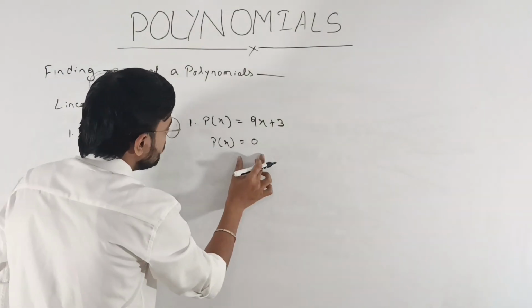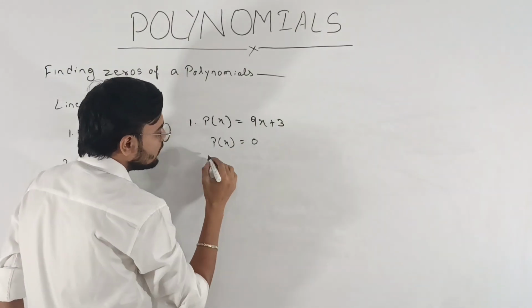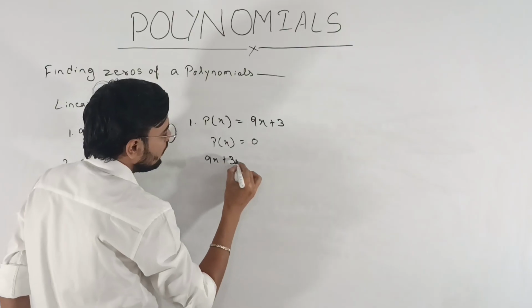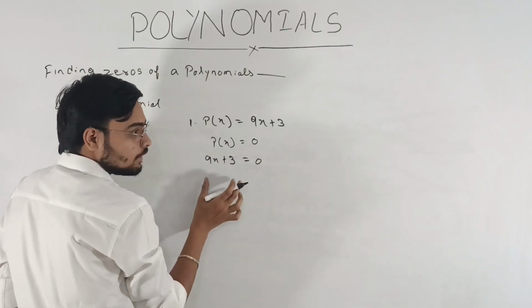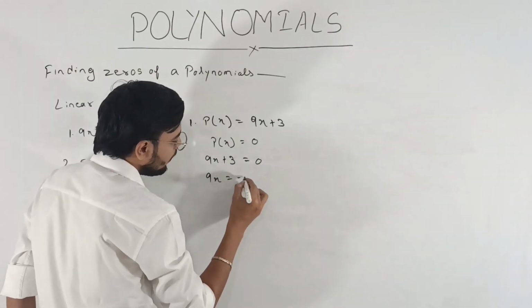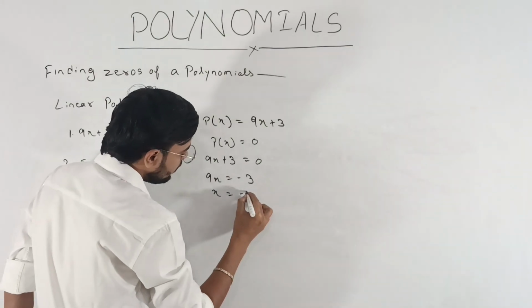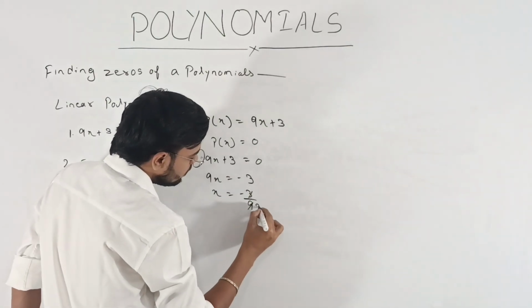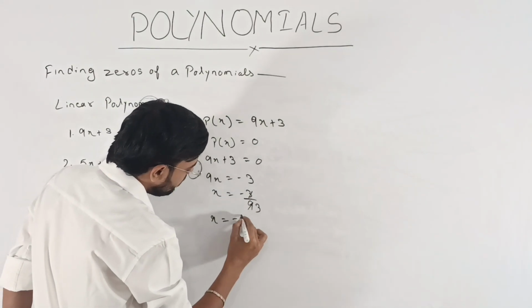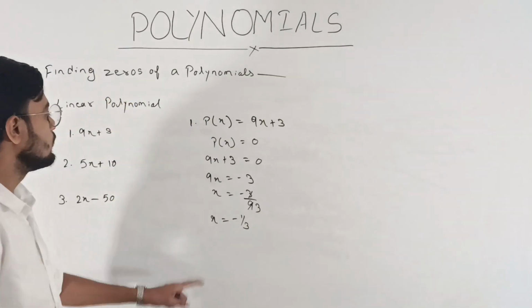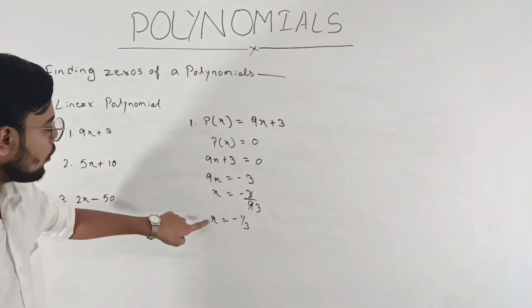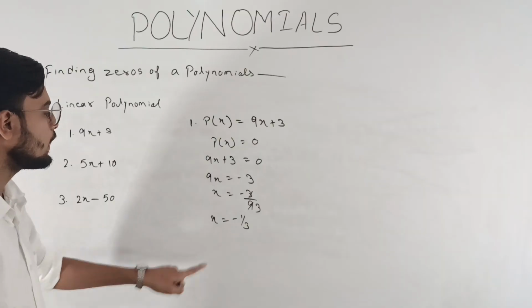We put polynomial p(x) is equal to 0. Then polynomial p(x) is 9x plus 3, so 9x plus 3 is equal to 0. Now this is a linear equation. From here 9x is equal to minus 3, then x is equal to minus 3 upon 9, which is minus 1 upon 3. The zero of this polynomial is minus 1 upon 3, or the root of this polynomial is minus 1 upon 3.